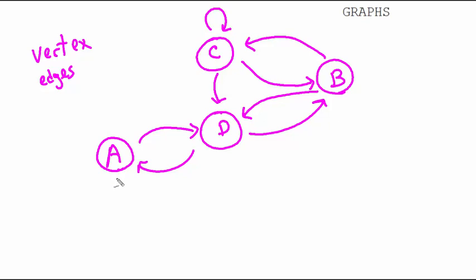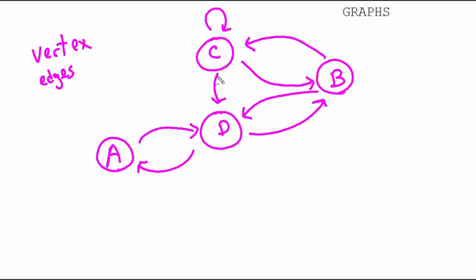Let's say this is Austin, and this is Dallas, and this is Boston, and this is Chicago. And this is an airline system, and each one of these arrows is a flight, a one-hop flight from one town to the next. So Austin has a flight to Dallas, and Dallas has a flight back to Austin. Dallas has a flight to Boston and back. Same thing between Boston and Chicago.